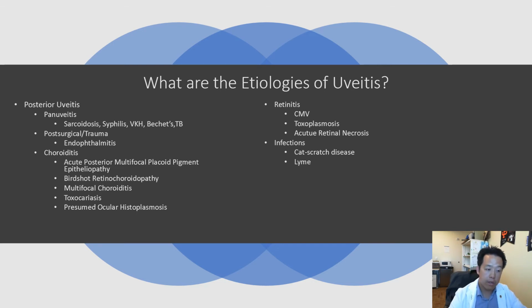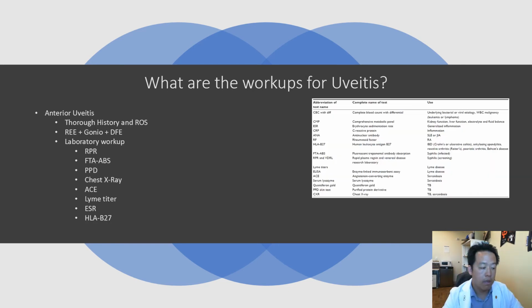If it affects the choroid, APMPPE, as you can read here, can be one. Birdshot, multifocal choroiditis, toxo, and presumed ocular histoplasmosis can also cause it. With retinitis, when it affects the retina, there's CMV, toxo, and acute retinal necrosis. And also some infections can cause posterior uveitis as well, as you can see with cat scratch and Lyme.